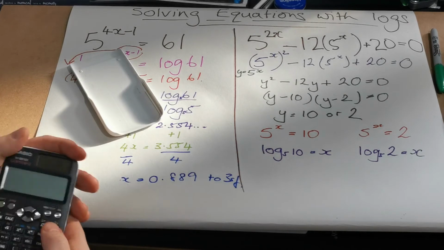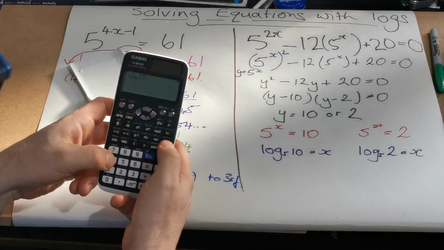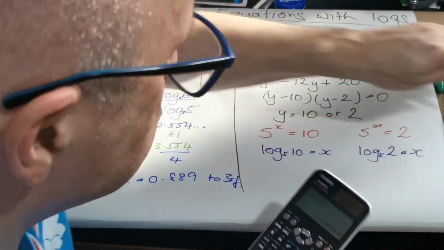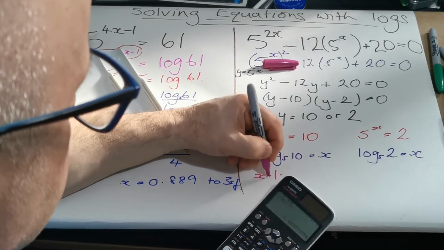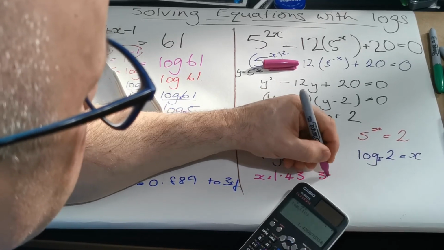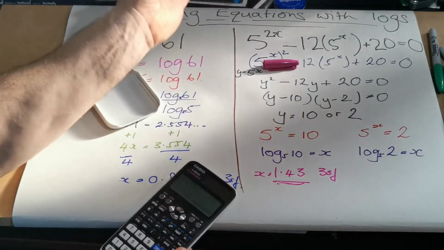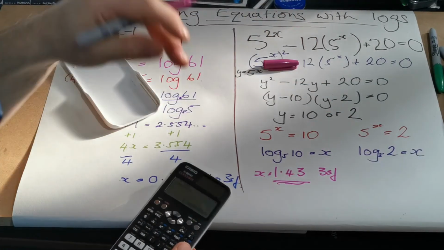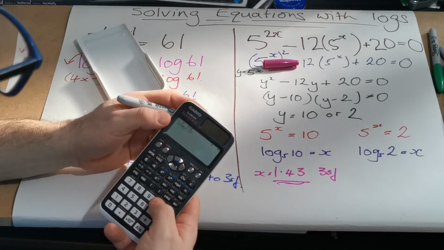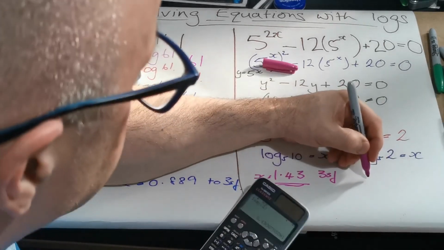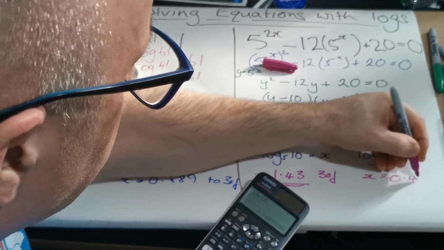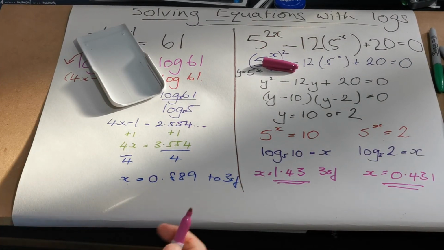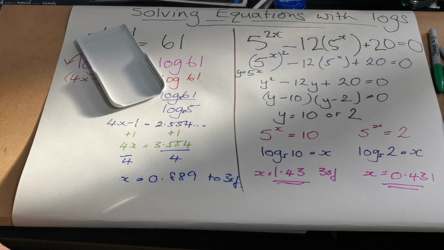So going to my calculator again, I've got log to the base 5 of 10, and that comes to 1.43 to 3 significant figures, and you'd expect that because 5 to the 1 is 5 and 5 to the 2 is 25, so you'd expect 10 to come in between 5 and 25, so in between 1 and 2 in the power. And just scrolling back, I'm going to change my 10 to a 2, and that gives me x equals 0.431. And again, 5 to the 0 is 1, 5 to the 1 is 5, so you would expect your answer to come somewhere in between those two.